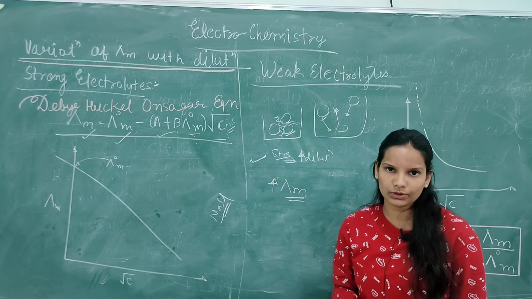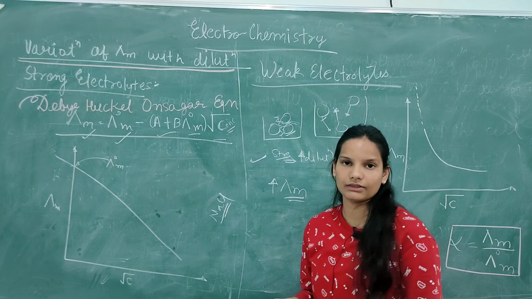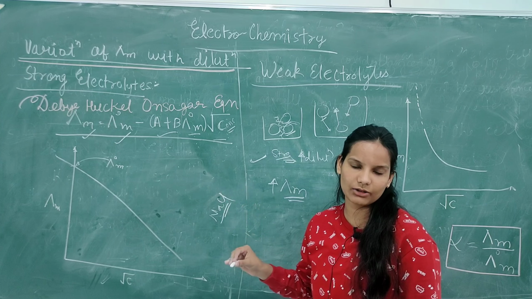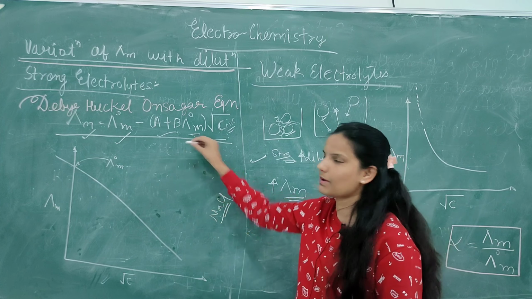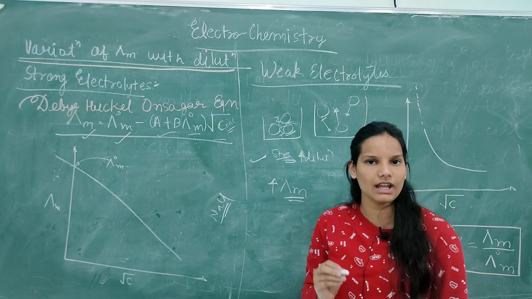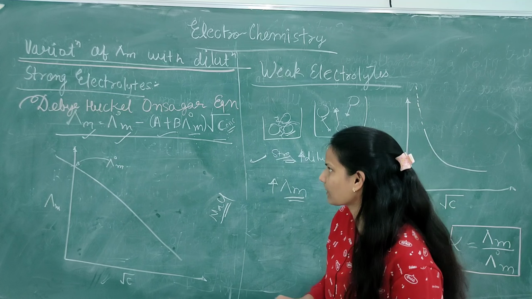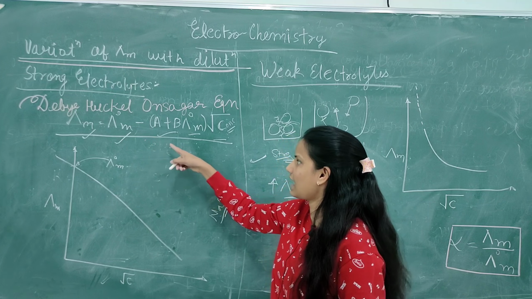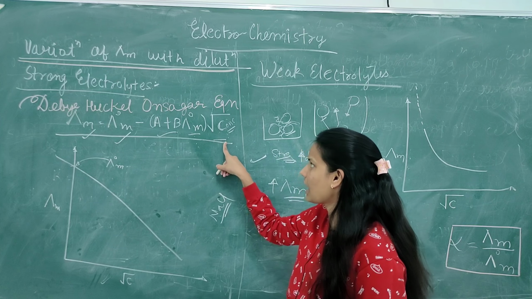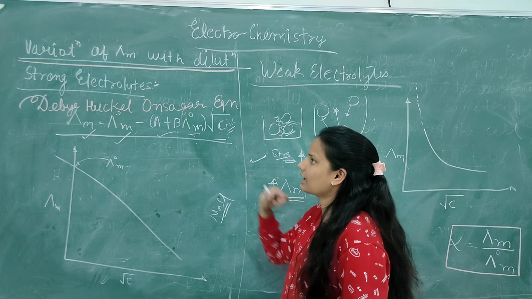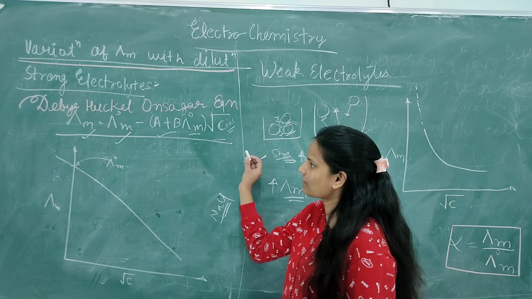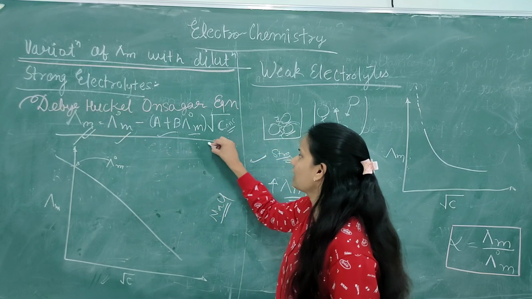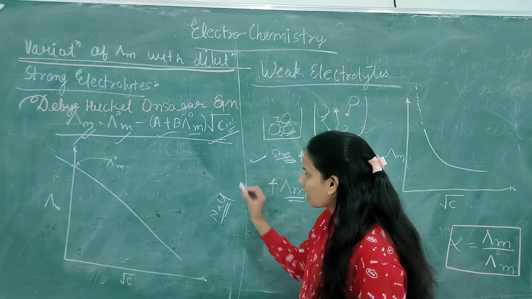No need to know these values of A and B for different electrolytes. Already in the paper it will be mentioned what the value of A and B is for a particular electrolyte. So this equation is lambda m equals lambda naught m minus (A plus B lambda naught m) root C. The Debye-Huckel-Onsager equation is basically giving me a relation between molar conductance and the concentration. Now I can see a graph.